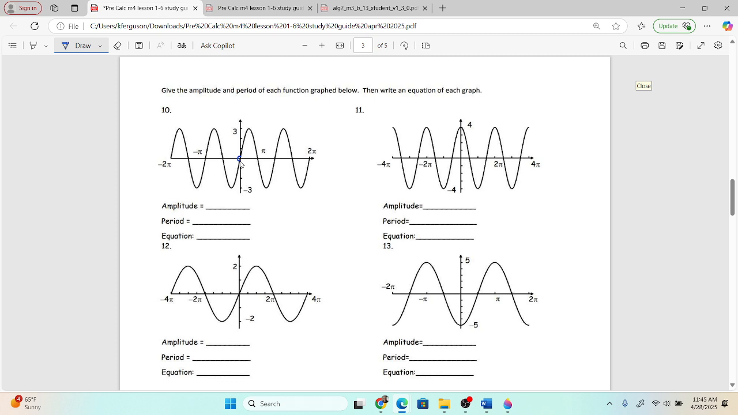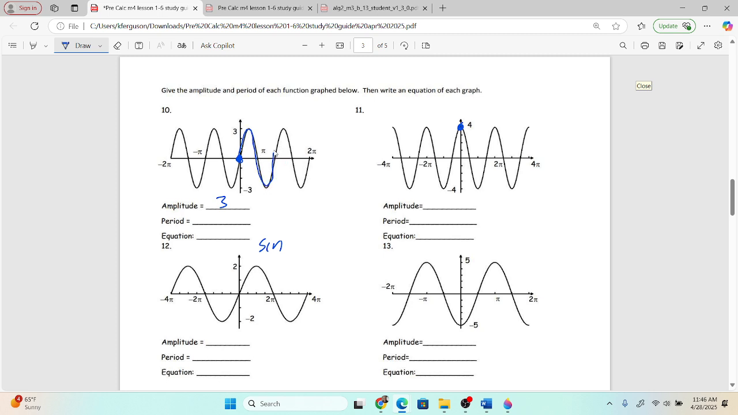Is this a sine or a cosine graph? It's sine. It starts at the midline. Cosine starts where? High point, like this one, for instance. So this is a sine graph. My amplitude is 3. So I need to think about next what my period is. So let's look at how long it takes to get through one complete cycle.